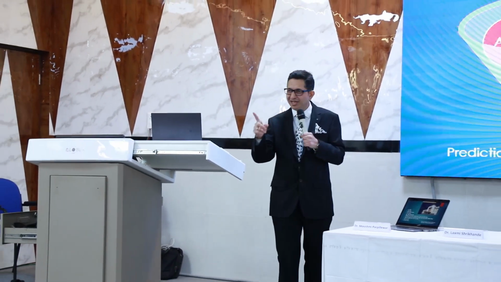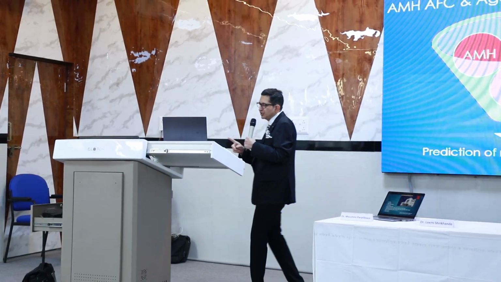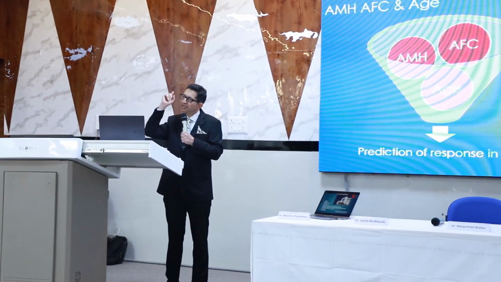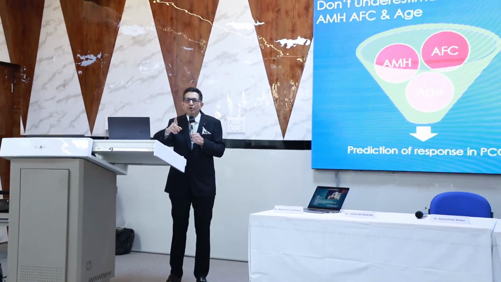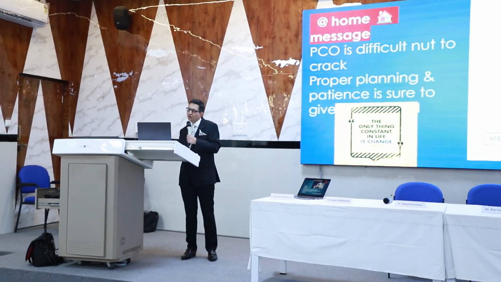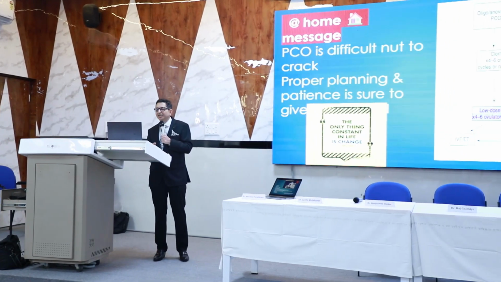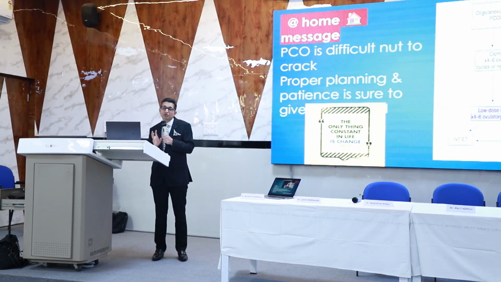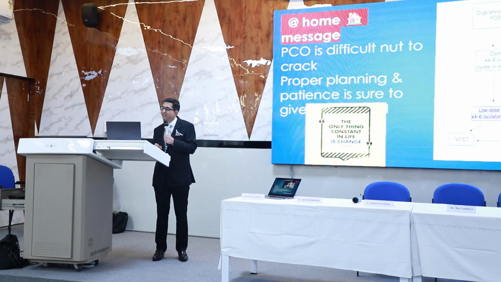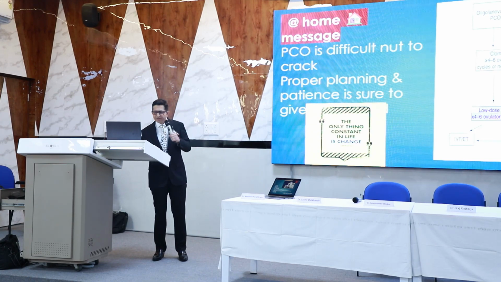So before I sign off, 3 एसेस को हमेशा याद रखना है. 3 ACEs which are very important in the management of infertility, be it PCO, be it normal responder, or be it poor ovarian responder. 3 A's are AMH, AFC, and age. These are the 3 ACEs which will give you idea about the prediction of response in the treatment of infertility. So, take home message is, PCO is very difficult nut to crack. Proper planning and patience is sure to give you the results. And change is the only thing which is constant in life. This is the algorithm which we have already discussed.